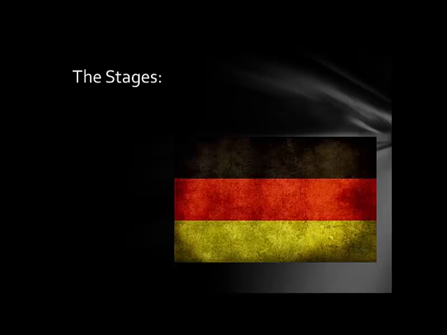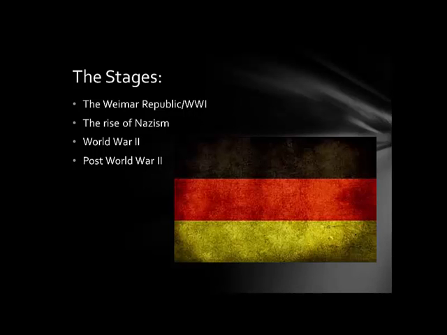You and your classmates will be separated into four different groups which are going to represent each part of that German government. The first being the Weimar Republic and World War I. The second, the rise in Nazism. The third, World War II. And the fourth, post-World War II.